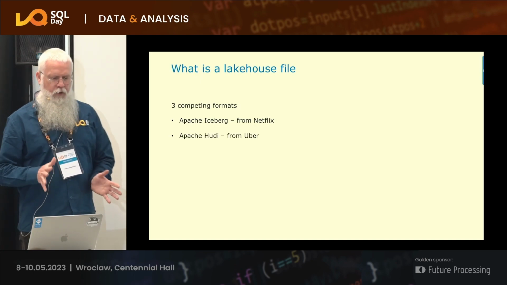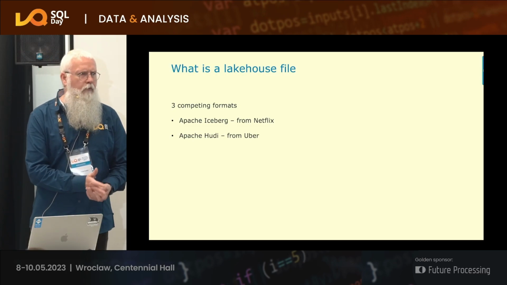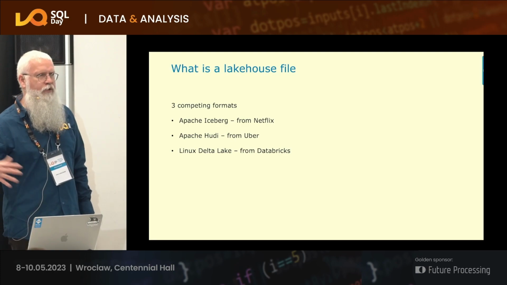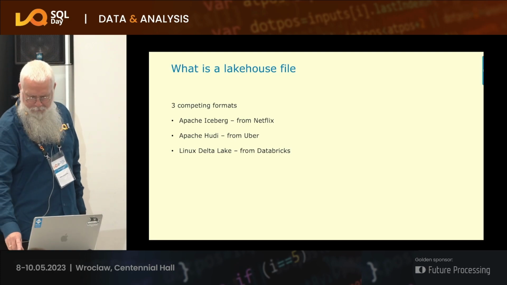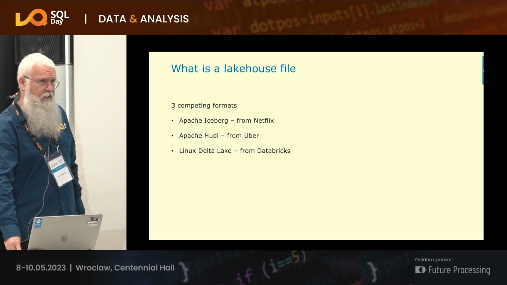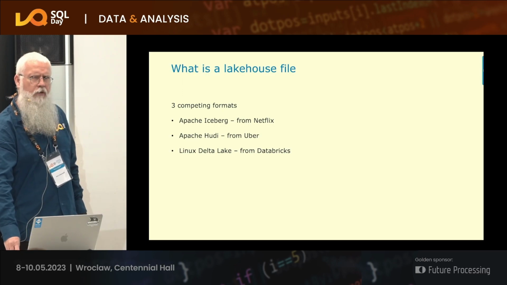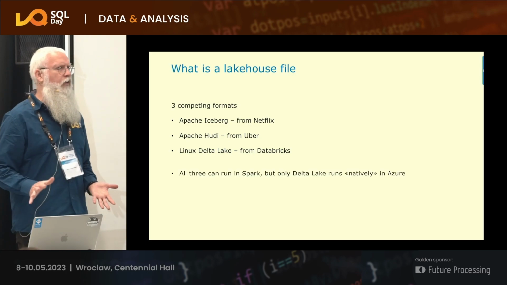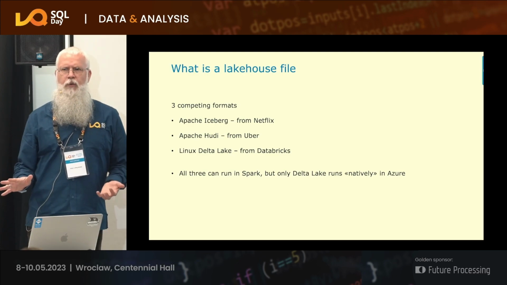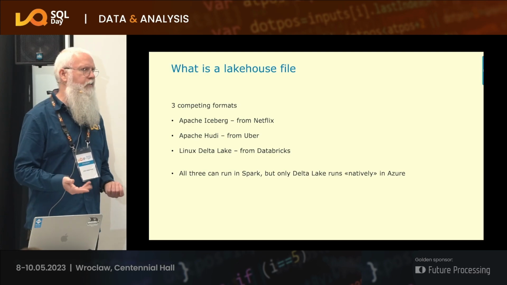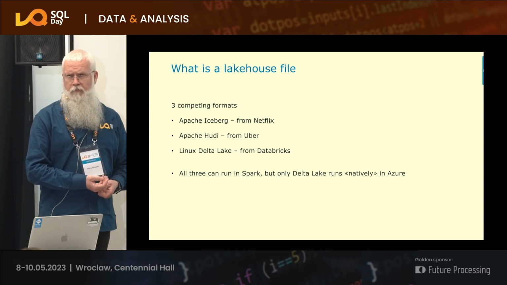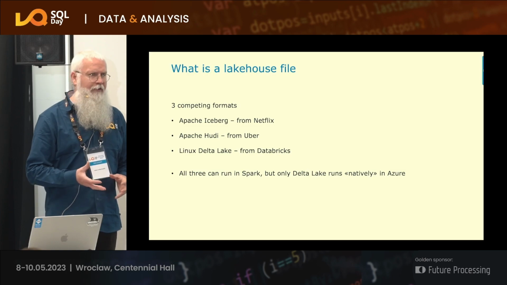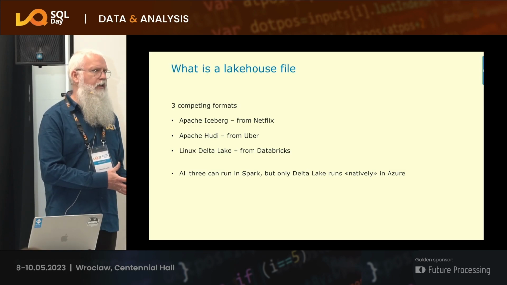Then you have Apache Hudi, which is from Uber, and Delta Lake, which was open sourced by Databricks to the Linux Foundation. They open sourced that in 2 rounds, so it was only last year that they were fully open source. And all 3 can run on Spark. A variety of different compute sources such as Flink, and Trino supports most of them. But natively in Azure, Delta Lake is the one that is supported.